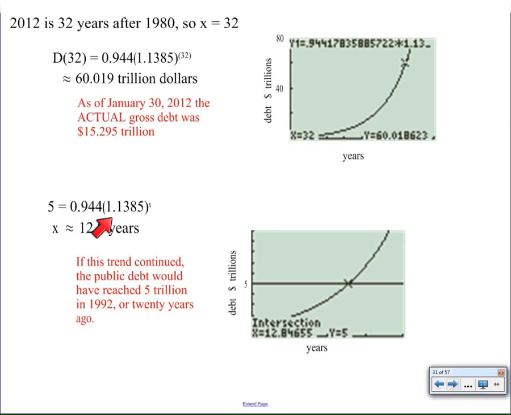Furthermore, we could also ask questions like, when did the debt reach $5 trillion, assuming that we had the same annual growth rate? We don't have the algebraic skills right now to solve this equation, but we can use intersect to find the solution to that equation. And it turns out 12.8 years, or somewhere in 1992, there should have been a $5 trillion debt. Anyway.